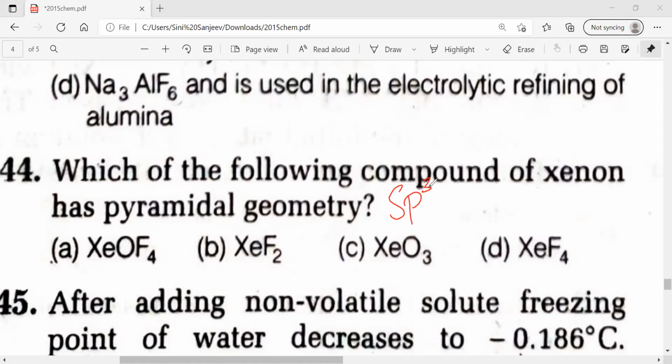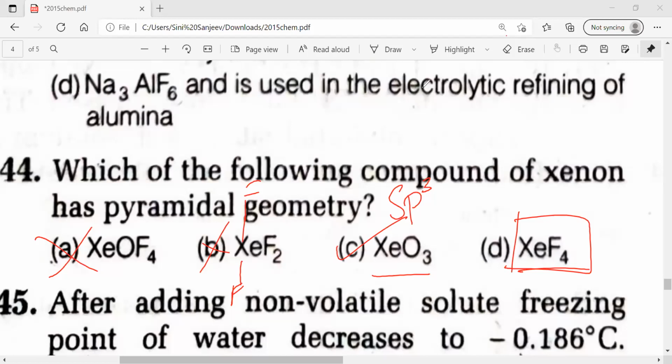So obviously XeOF4 cannot have a pyramidal shape. XeF2, I can just put fluorine and fluorine here. So again, it's a linear thing. So it's between option C and this, the pyramidal one. Again XeF4, no, it can be square here. XeO3. Again, just using common sense, we can get the correct answer. Clear?